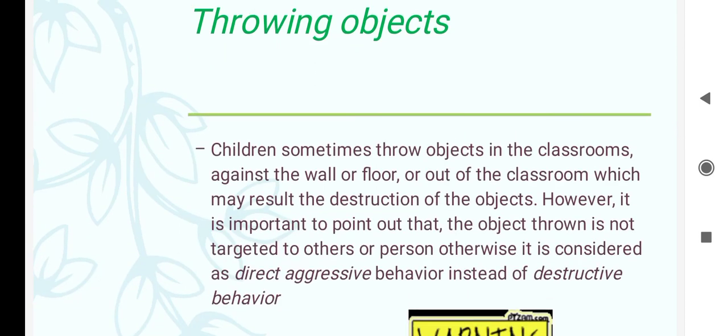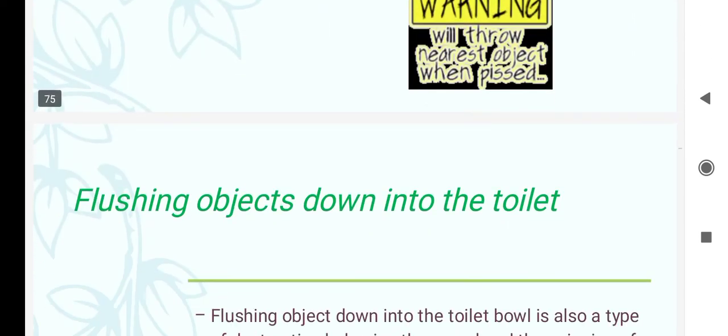Throwing objects: children sometimes throw objects in the classroom, against the wall or floor, or out of the classroom, which may result in the destruction of the object. However, it is important to point out that the object thrown is not targeted at another person. Otherwise, it is considered direct aggressive behavior instead of destructive behavior.